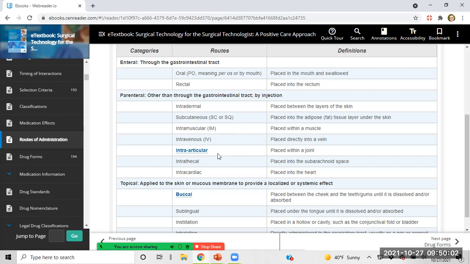Intra-articular, that's placed directly in a joint. Intrathecal, so this is placed in a subarachnoid space. I've got a picture of that. And then intracardiac, this is placed in the heart.